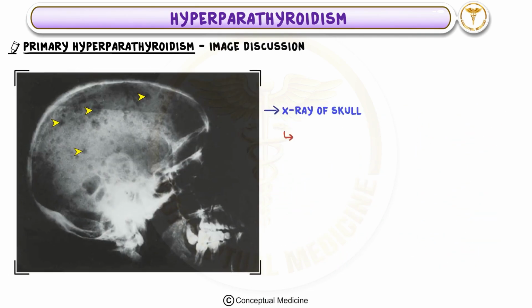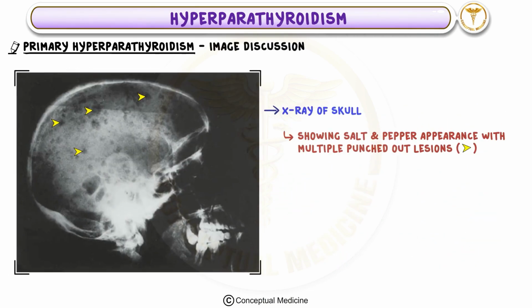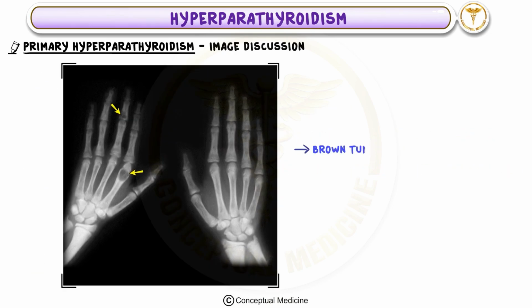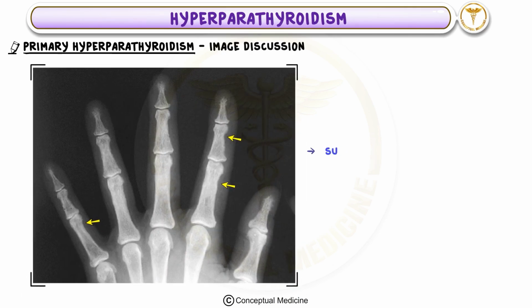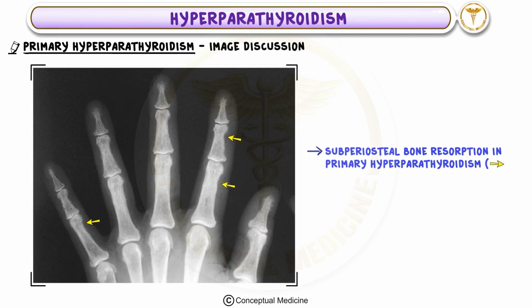X-ray of the skull showing salt and pepper appearance with multiple punched-out lesions, classical of primary hyperparathyroidism. Brown tumors of the hands in a patient with hyperparathyroidism. Subperiosteal bone resorption in a patient with primary hyperparathyroidism.